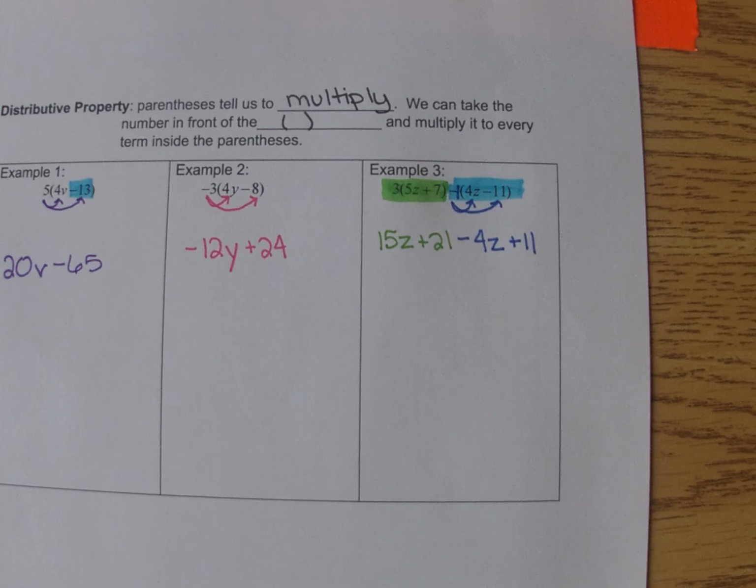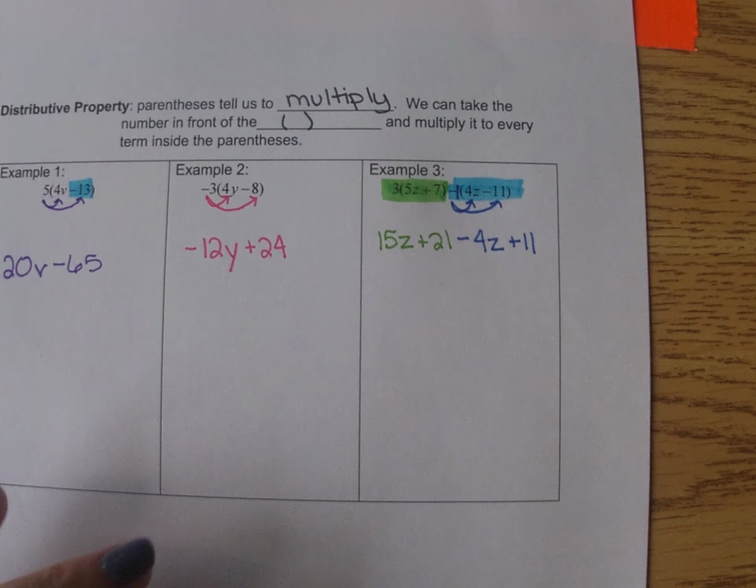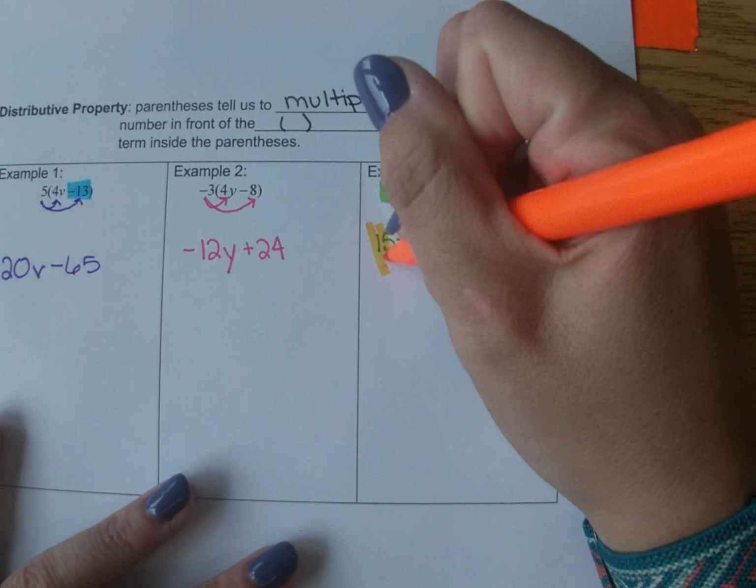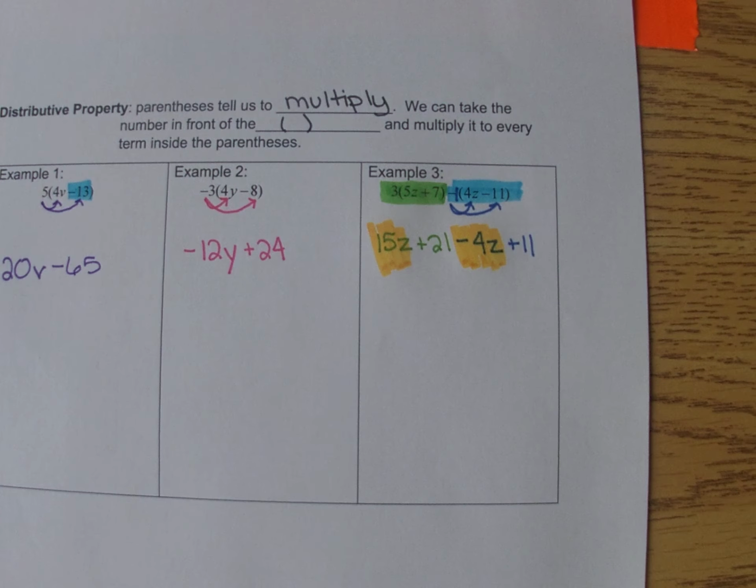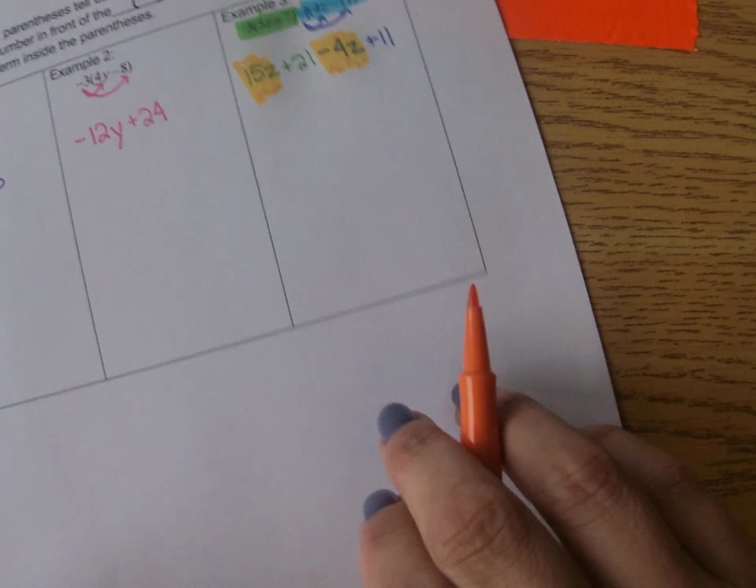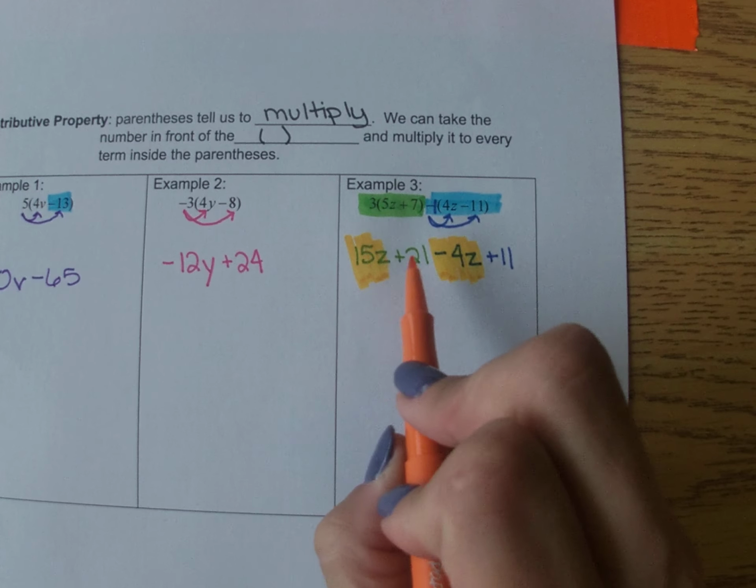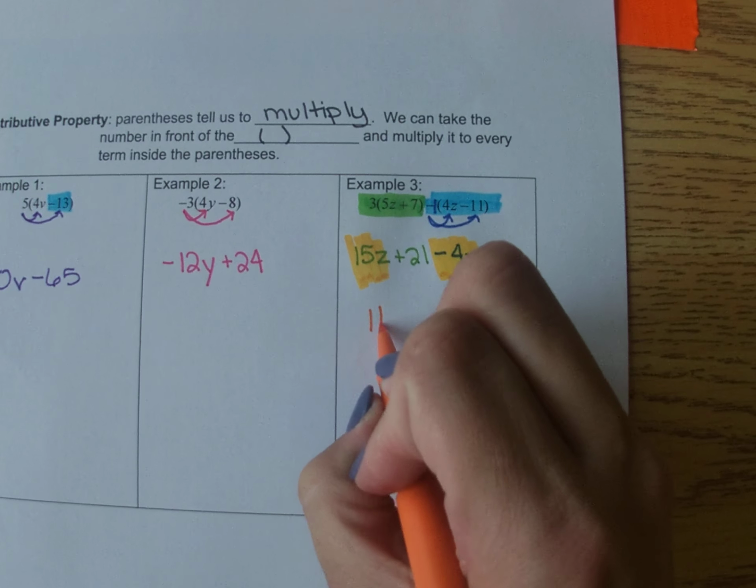But I'm not finished yet, right? I've taken care of all my distributing, but I haven't taken care of combining any of my like terms. So I want to do the same thing I did before, which is I now want to look for things that have matching letters. So for example, those are both z's. So I'm using my sign in front. I'm keeping that negative with it. So 15 minus 4 will give me 11z.